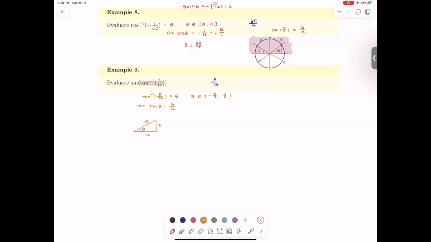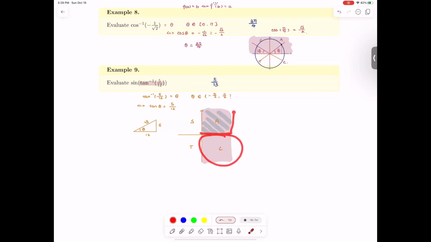Okay? Also, you need to determine the sign as well, just in case. So draw the CAST diagram. Draw it on the line, and you write down the CAST here: all students take calculus. My tangent is positive. Positive means it can only be here. If it's here, it's negative, so it's only here. Here is all, so everything is positive. So you don't need to worry about sign anymore.